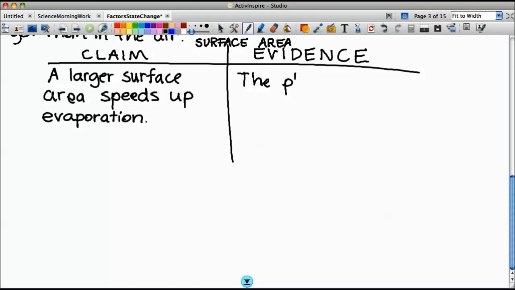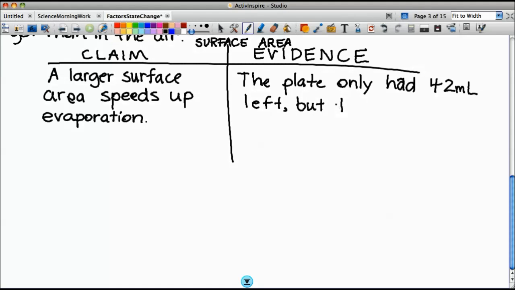So the plate only had how much, Allie? 42 milliliters. Only had 42 milliliters left. But the cup still had 57? Yeah. Thank you.